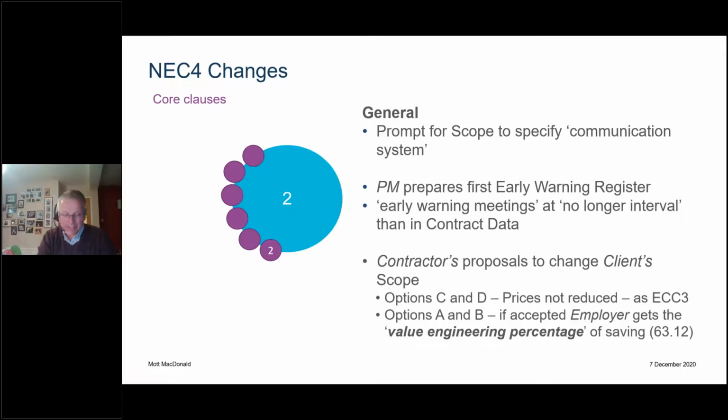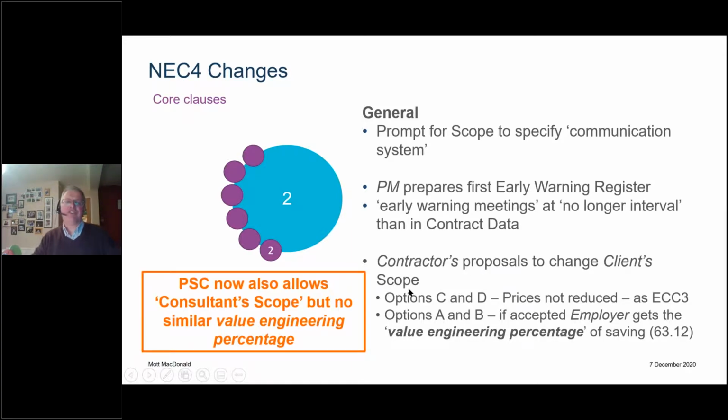Would you believe it? For 20 years with NEC3, there was no such clause. So in NEC3, if the contractor came up with a great idea to save £1,000, the client changed the works information and brought the price down by £1,000, and the contractor got nothing out of it. That's not really fair. So to me, that's a very positive change from 3 to 4.